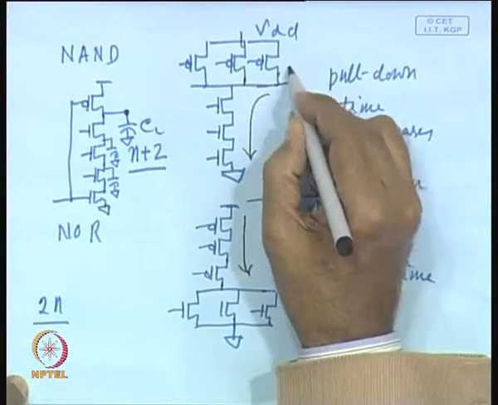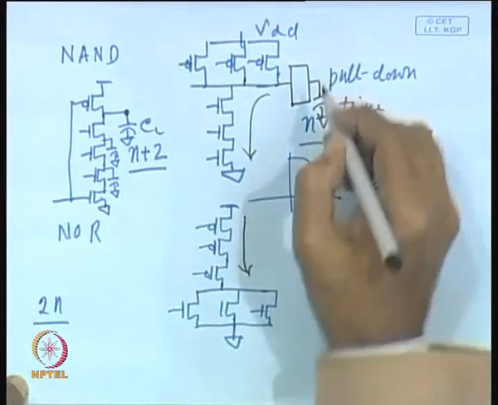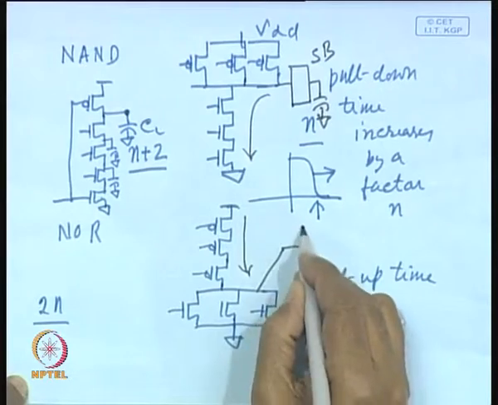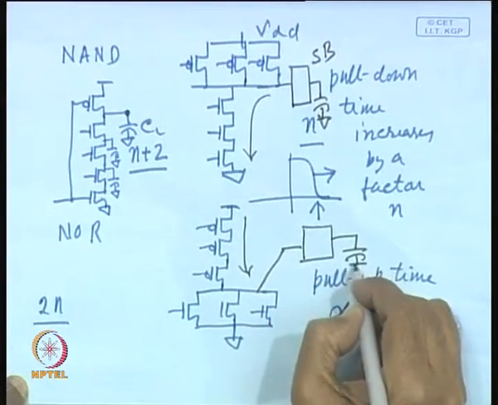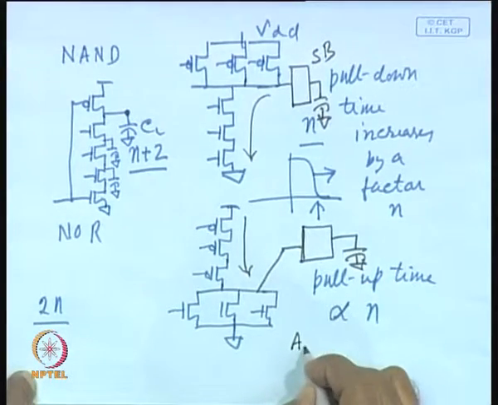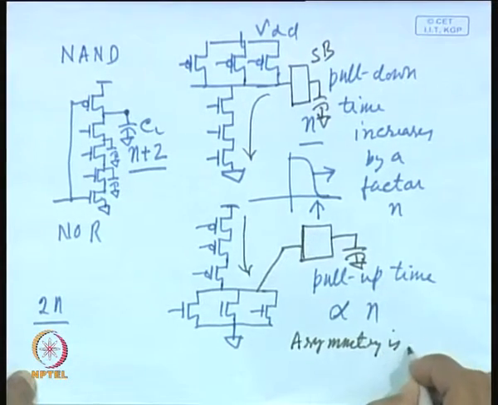How it has been removed, that I have discussed in detail. That is number 1, because the driving capacity is increased. So, at the output of this you will put a super buffer that will drive a large capacitive load. So, here is your super buffer, and that will drive the large capacitive load. This is number 1, that means the asymmetry is removed.